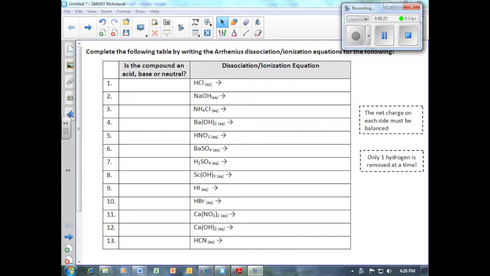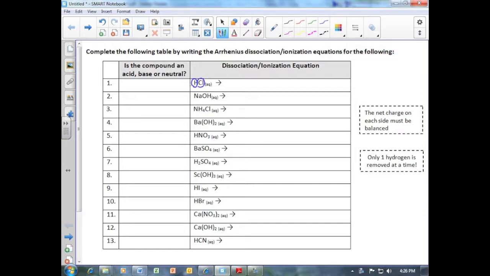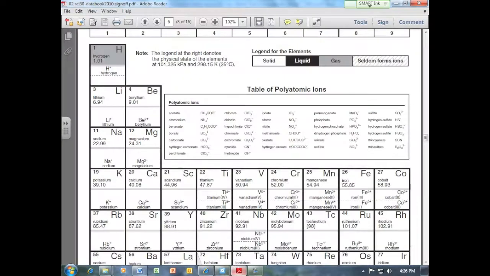Because HCl is made of two elements, hydrogen as well as chlorine, when placed in water, hydrochloric acid will separate into its individual ions. Hydrogen becomes a hydrogen ion, and chlorine becomes a chloride ion. If you're unsure why HCl will break down into hydrogen and chlorine, take a look at your data booklet.